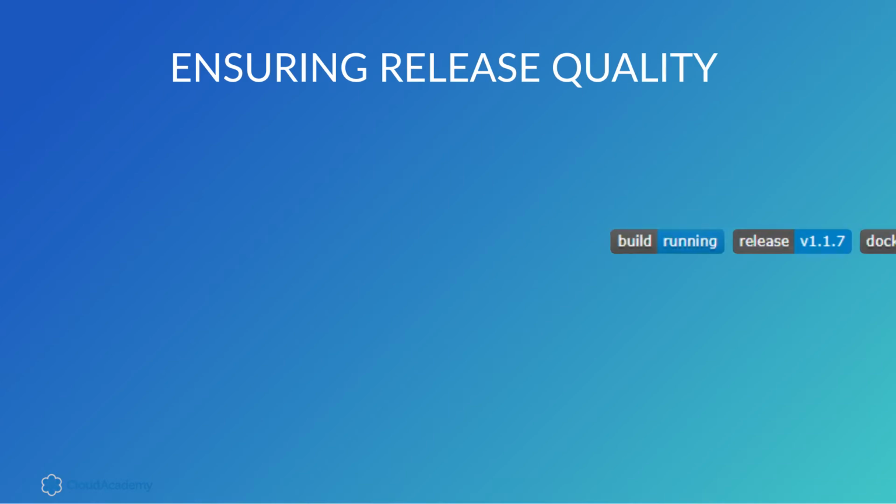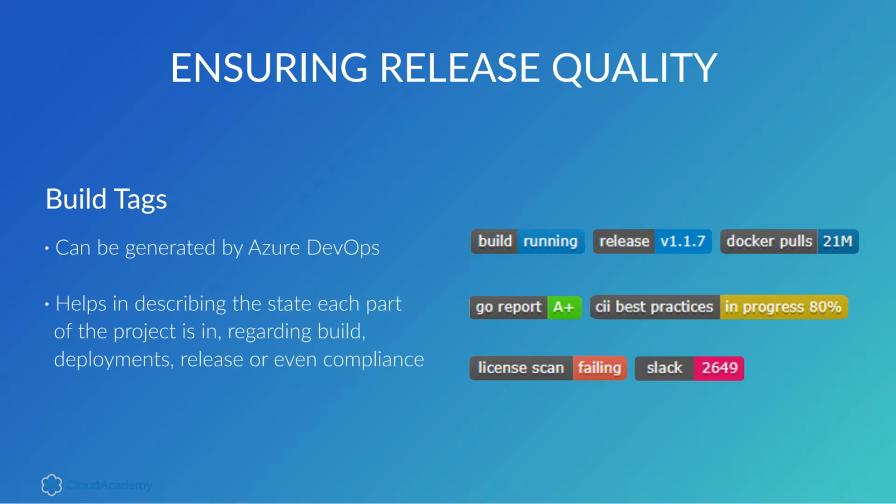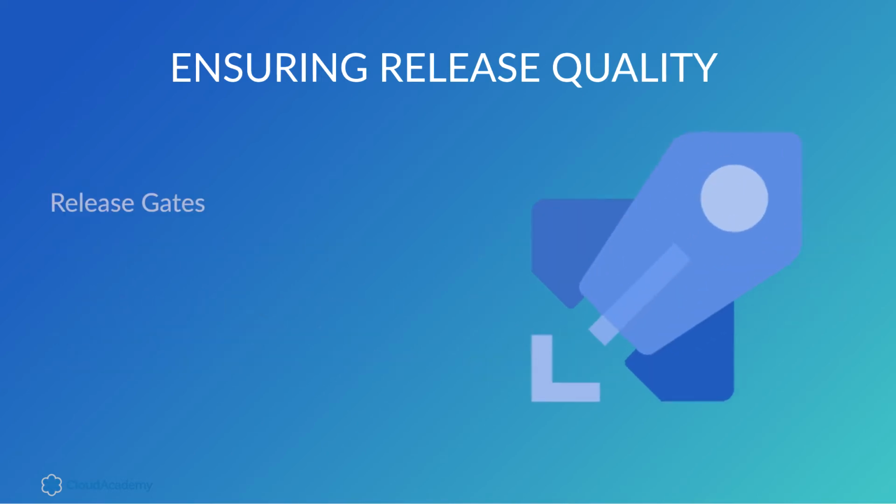In some GitHub projects you may have noticed these badges. The badges can define the states and different aspects of a project. These tags can be generated by Azure DevOps. This can help generate a view of what state various parts of the project are in, regarding build, deployments, release, or even compliance. We have already looked at release gates.